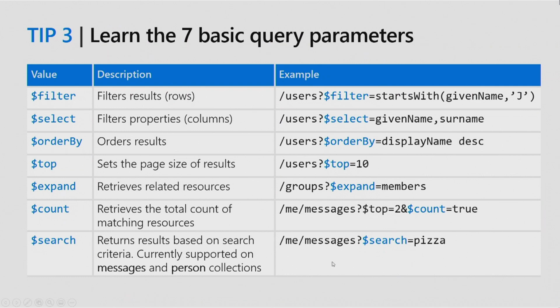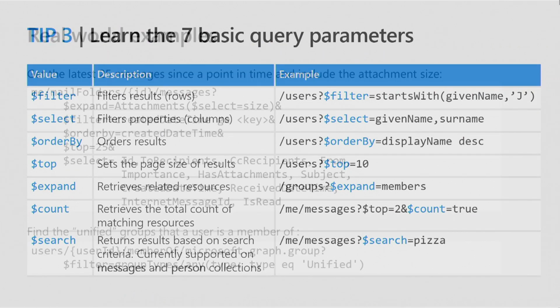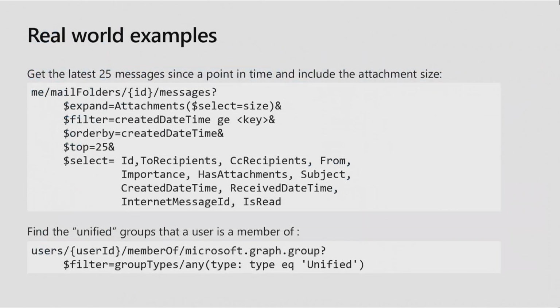And the last two are just extra obvious ones, getting a count of data. Maybe you don't need all the data. You just want to know how many there are. Or if you want to search by a particular keyword, there are a number of entities that give you the ability to search by a particular keyword. Now, these are kind of ad hoc examples. The real power is when you start bringing these together.